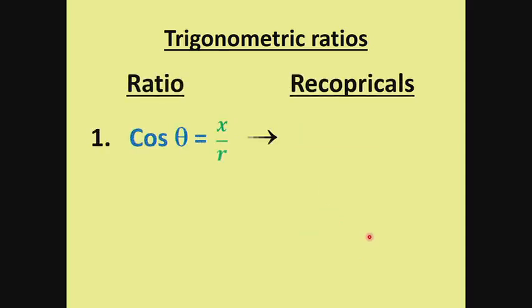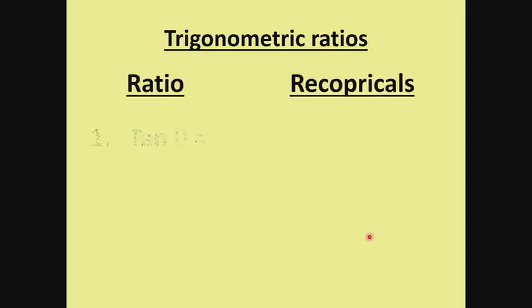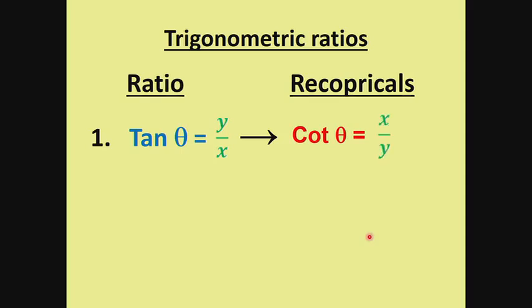Your other one, cos, is x over r. What is its reciprocal? It is sec, which is r over x, which means sec we can also write as 1 over cos. Then our third one, we said it's tan, which is y over x. What is the reciprocal of tan? It is cot. So if tan is y over x, cot is x over y. And therefore, we can write cot as 1 over tan.